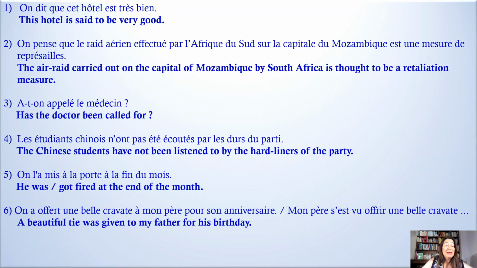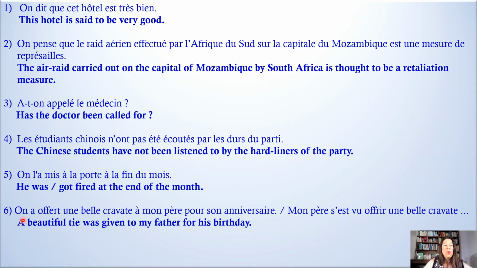On a offert une belle cravate à mon père pour son anniversaire. So in this case, the verb has two objects, une belle cravate et à mon père, which means that it is actually possible to use either one of these objects as a subject in the passive voice sentence that will be required here to translate the idea that we have in "on." Therefore, a beautiful tie was given to my father for his birthday is the first option here.